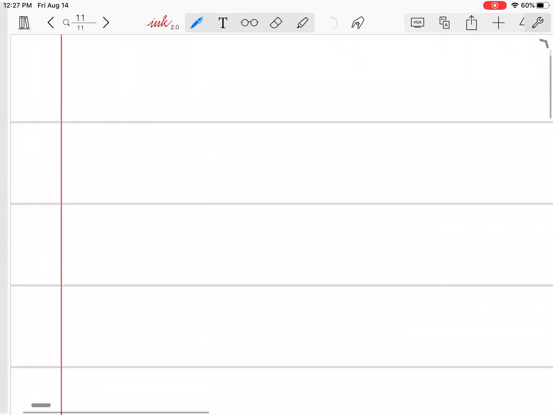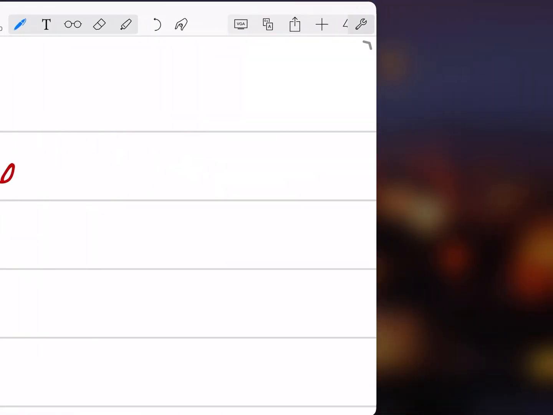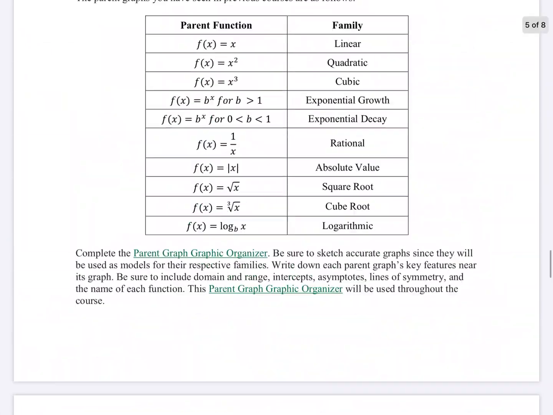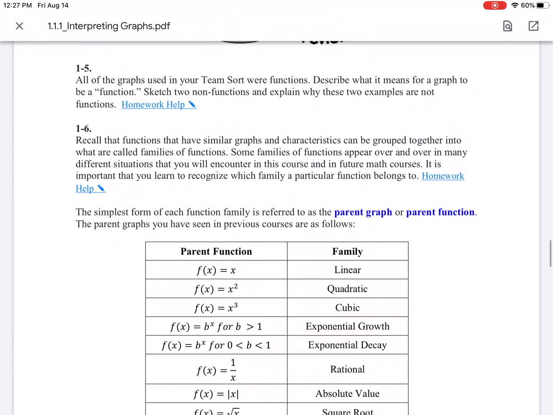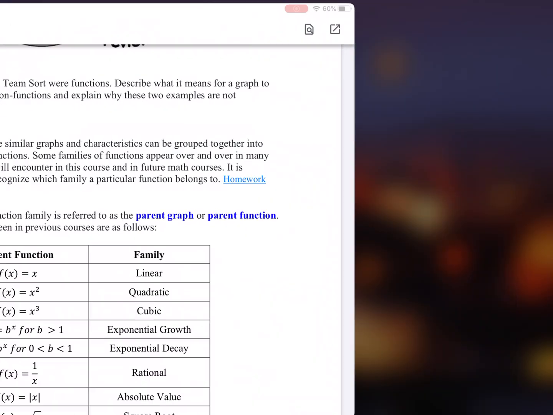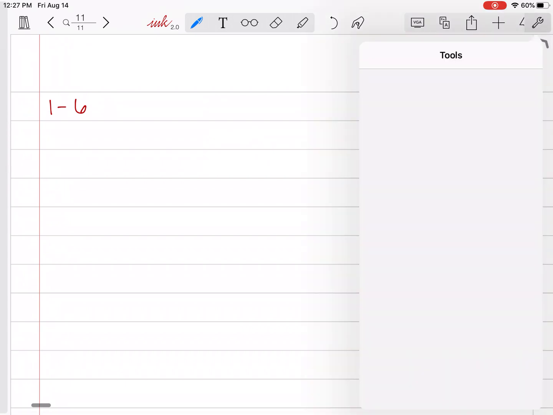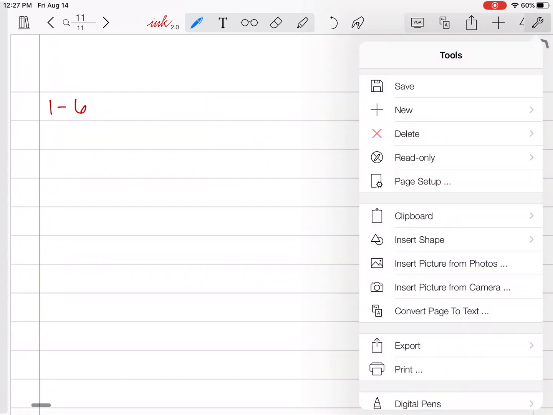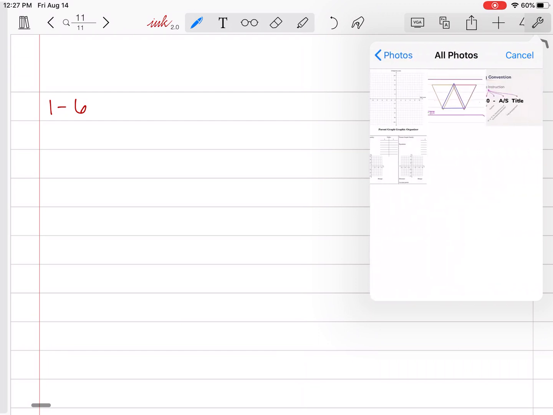Since I ran out of space on that page, next would be 1-6. If you look at it, again, there might be a title for the problem. If it has one, but notice both of these don't have titles, it's just 1-5 and 1-6. So here is where you're going to work on that function families, the parent functions graph or organizer. So I actually took a picture of that just to demonstrate something here for you.